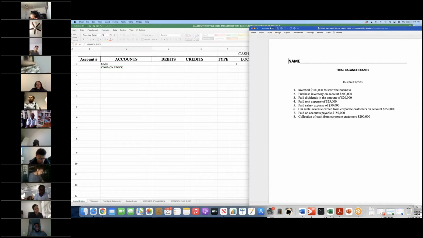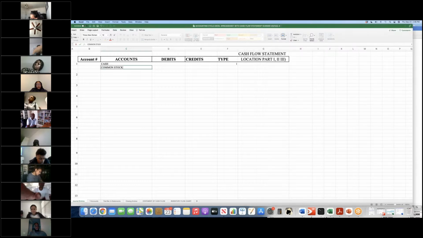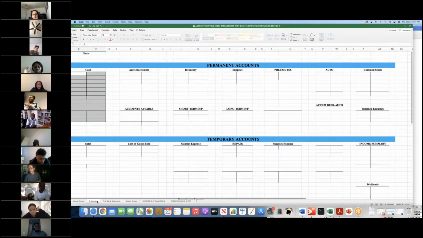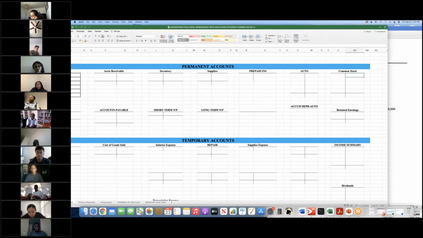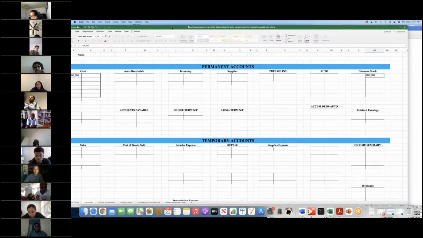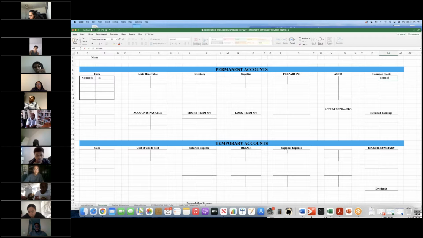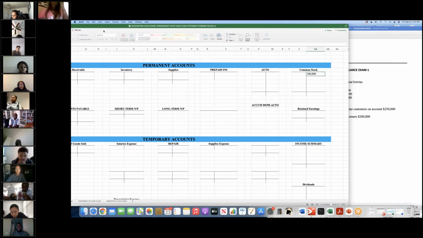So the amount was 100,000. And we're going to post this to the T accounts. Here we have cash, 100,000. And we're going to go over to common stock. So that's what we always do. We make that journal entry. If it's a debit in the journal entry, it becomes a debit in the T account. If it's a credit, it becomes a credit.